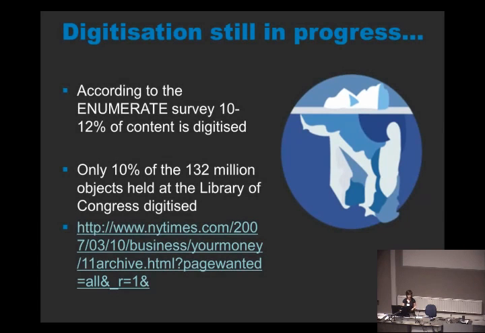So this is for Europe, but when we look a bit at the United States as well, we see that there was this New York Times article which was mentioning that only 10% of the 100 million objects from the Library of Congress have been digitized as well. And this article was raising the fact that probably a lot of these items will never be looked at and will be lost forever. So this is the kind of reality we have to deal with.